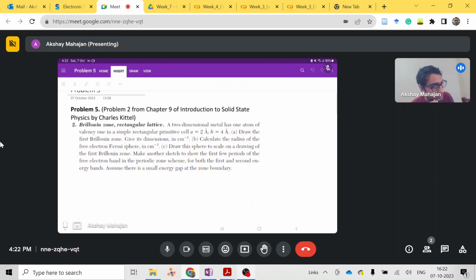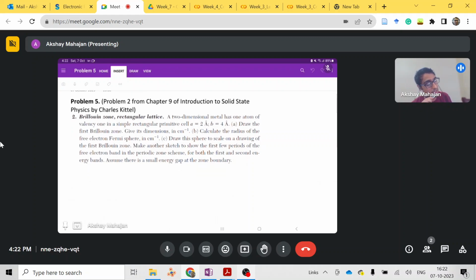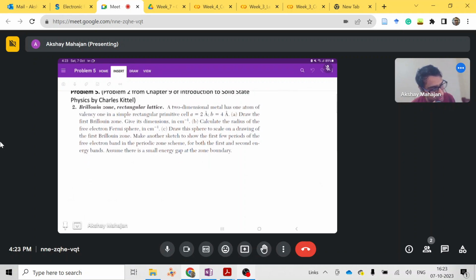What is given to us is that a two-dimensional material has one atom of valency 1 in a simple rectangular primitive cell. The lattice parameters are a equals 2 angstrom and b equals 4 angstrom. First we have to draw the first Brillouin zone. Alright, let's do this part a.